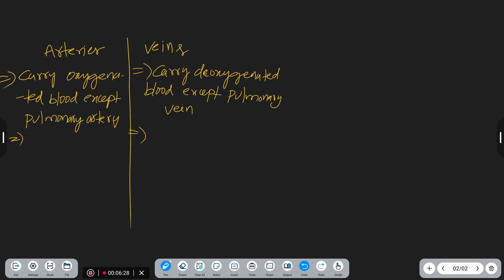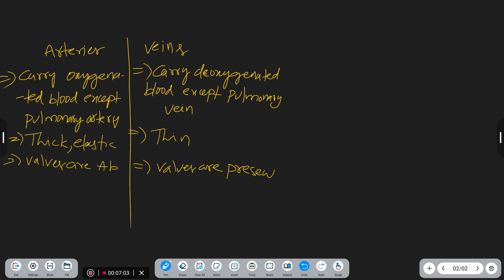See, the arteries are elastic and have thick walls. Veins have thin walls. And are valves present or absent in arteries? Valves are absent in arteries, and valves are present in veins. Arteries have high pressure, veins have low pressure. Then arteries are deeply situated.